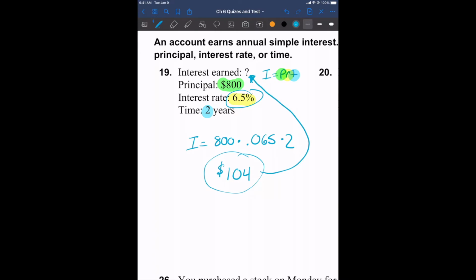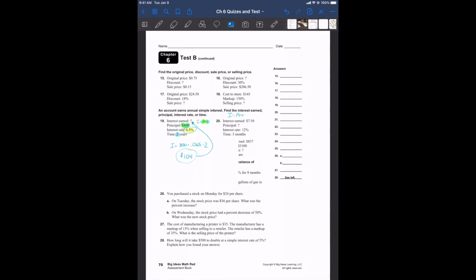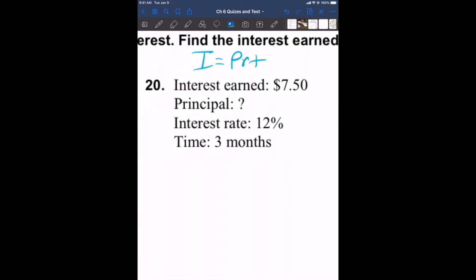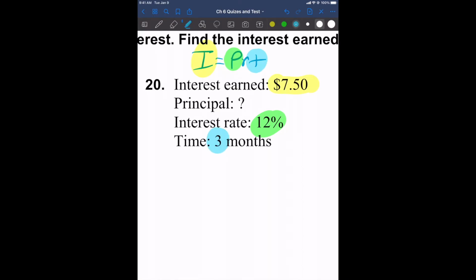Okay? Now, that's not the final price. If I want to know the final price, I'd take 104 and add it to my principal. But they're not asking for that, so that's okay. Just 104. Let's do 20. 20 says, I know my interest earned. I don't know my principal, but I know the interest rate and the time. Looks like we know this is our I. This is my R for rate. Okay, this is my T for time. We're looking for the principal.